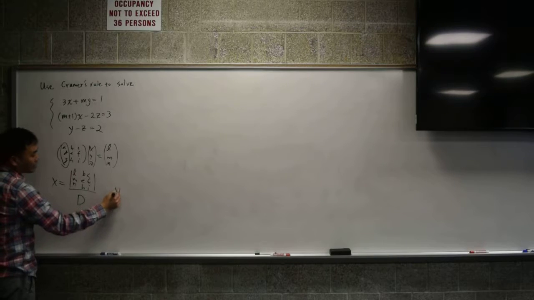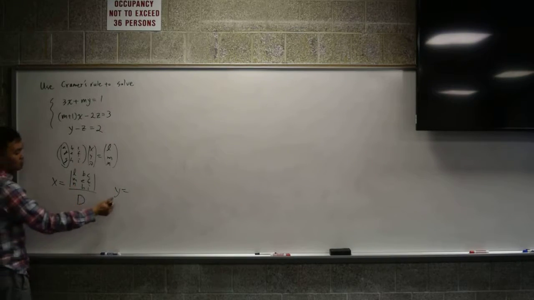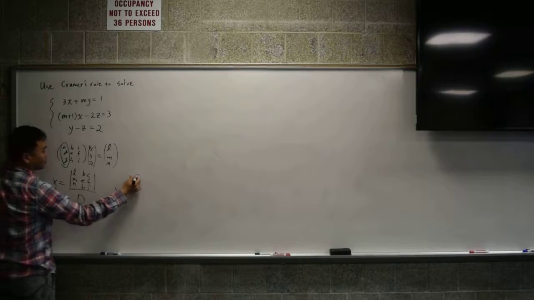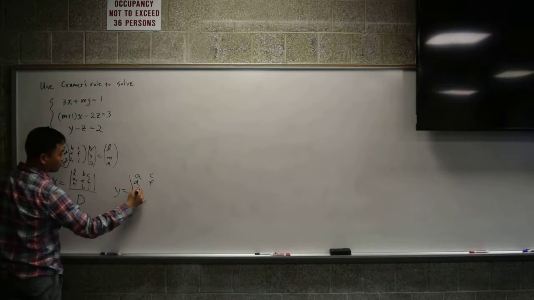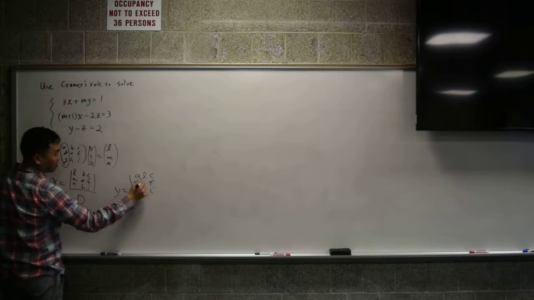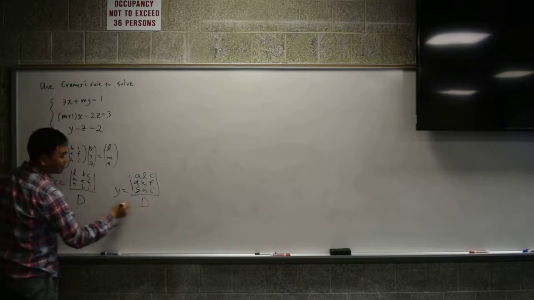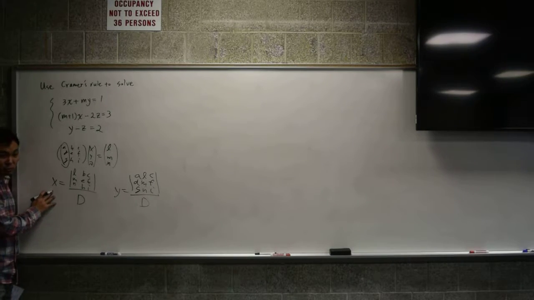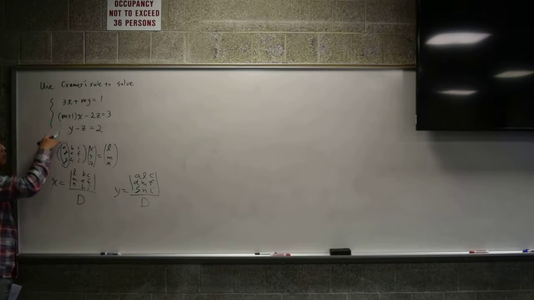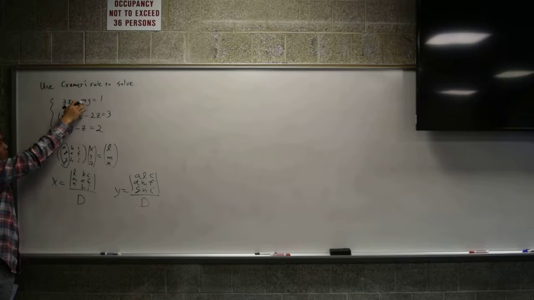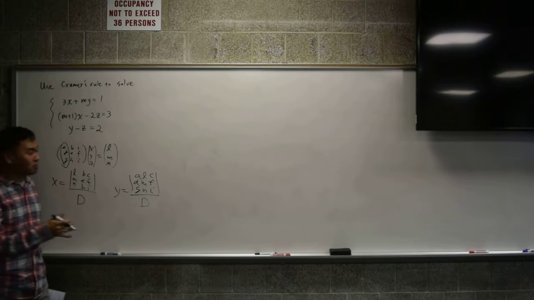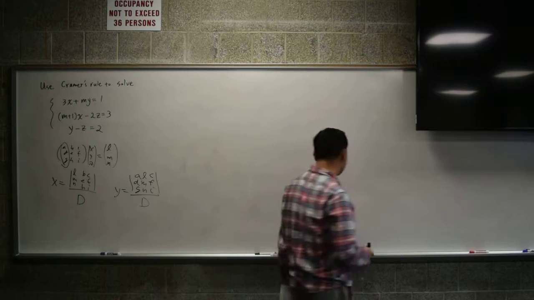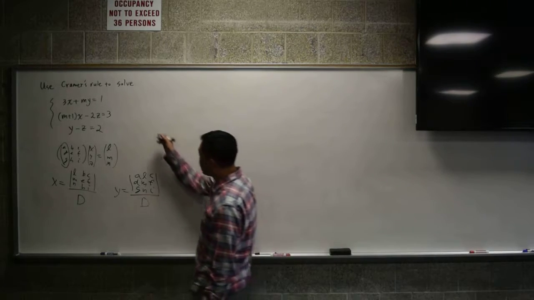And then for Y, instead of doing the first column, you replace the second one. So it'll be A, C, D, F, G, I. The second column would be L, M, N, and divide by D. And then for the Z, you do it to the third one. Okay? So that solution is called Cramer's rule, which is handy if you have a system of equations, especially with some coefficients being a non-number. So let's try that.